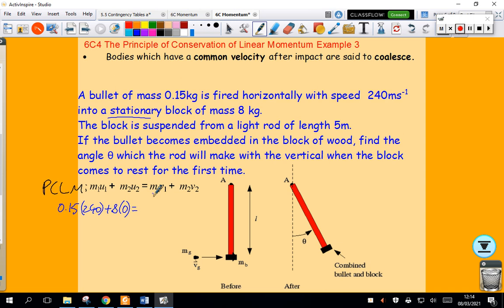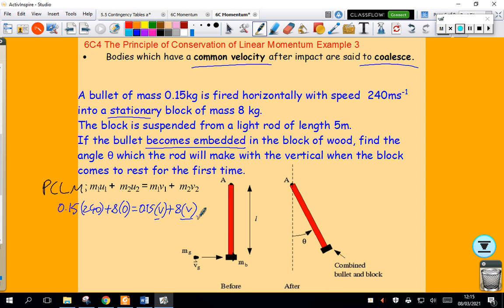And that's going to equal the mass of the bullet, 0.15, times the velocity of the bullet after impact, we don't know what that is, plus the mass of the block here, which would be 8, times, and again, the velocity of the block, we don't know, but the bullet becomes embedded, which means the block and the bullet together move off with a common velocity. They have coalesced. So the block becomes embedded, so afterwards the block and the bullet are going to move with the same velocity. I'm going to call that v.